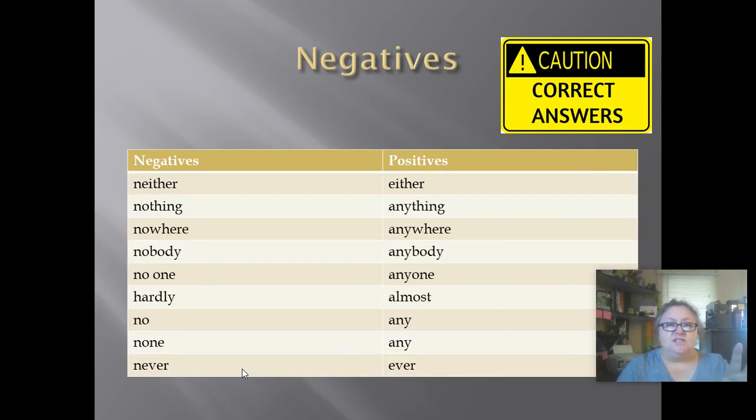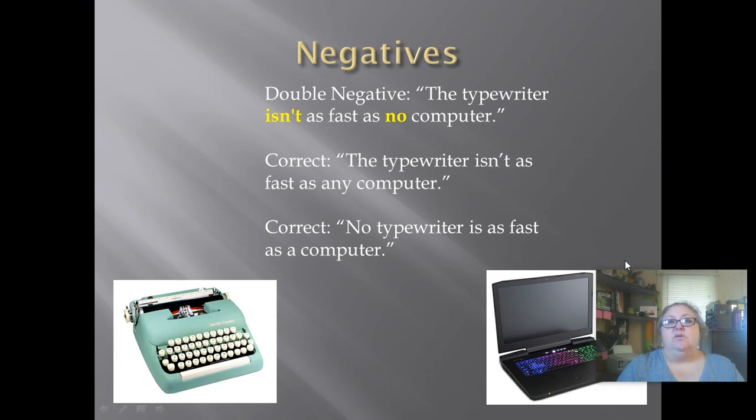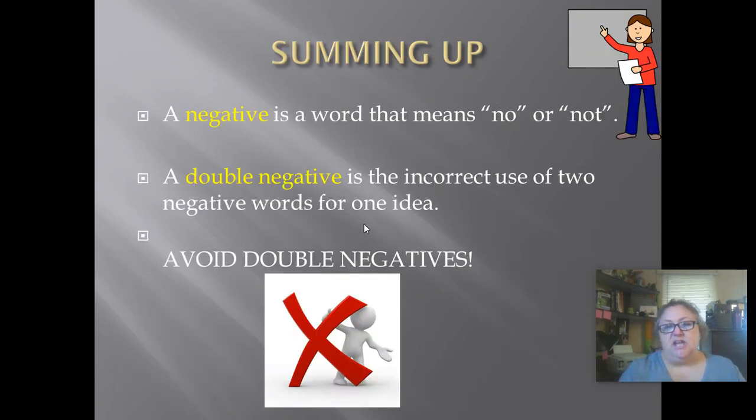Here's a great chart to refer back to. Neither can become either. Nothing can become anything. Nowhere can be switched to anywhere. Nobody can be switched to anybody. No one, anyone, hardly to almost, no to any, none to any, never to ever. So the typewriter isn't as fast as no computer. Ooh, no, we don't want to use those two words together. The typewriter isn't as fast as any computer, or no typewriter is as fast as a computer. Okay, so there's some sentences to help us out.